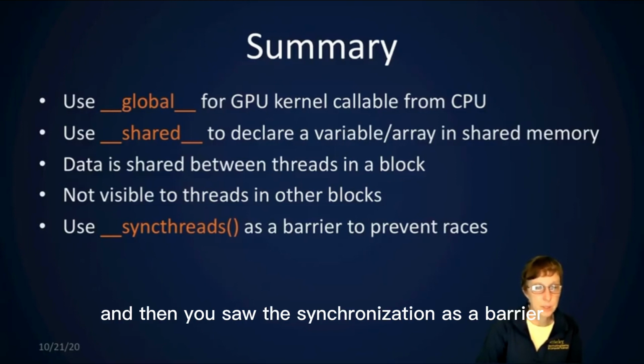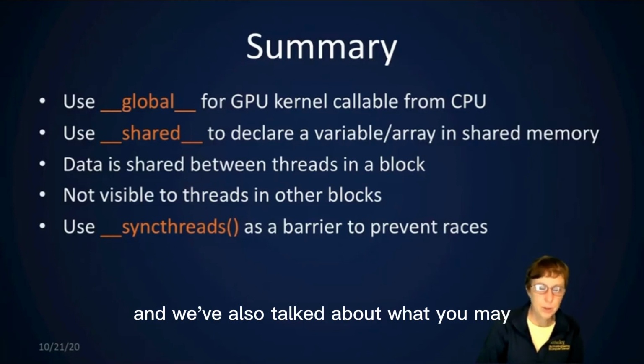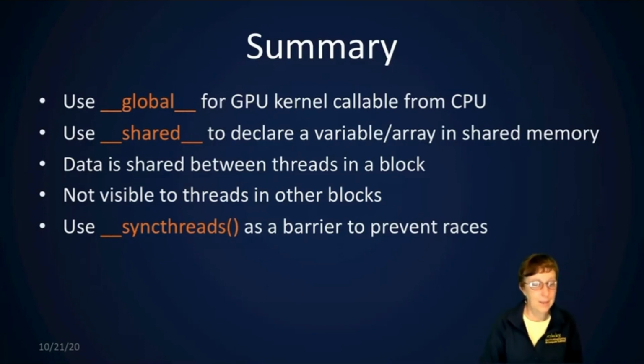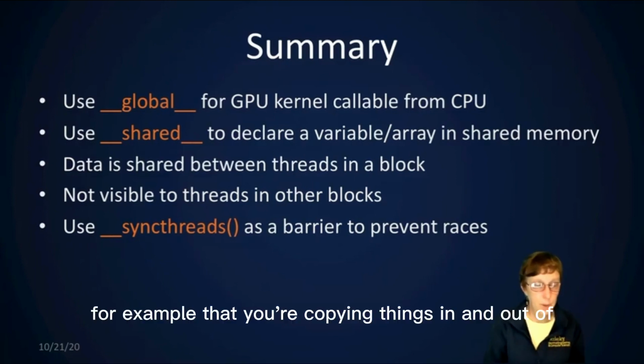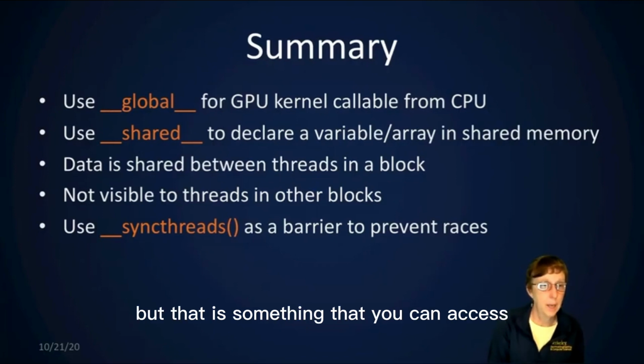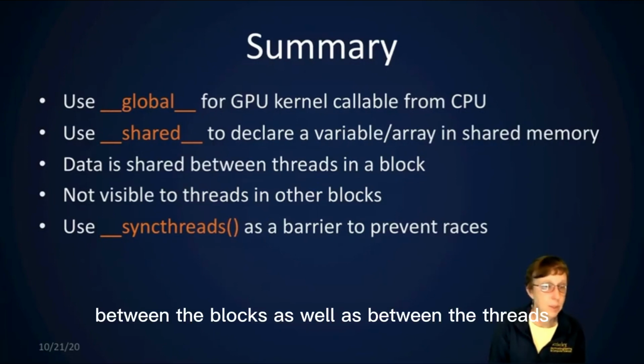And then you saw the synchronization as a barrier. And we've also talked about some other memory space, which you may need to use, for example, that you're copying things in and out of. That'll be slow, so you don't want to access it frequently, but that is something that you can access between the blocks as well as between the threads.